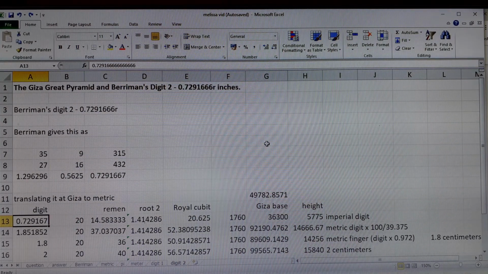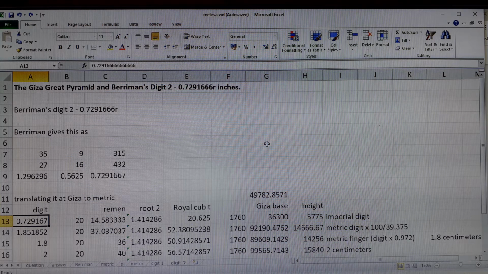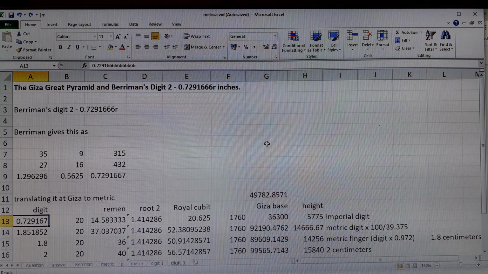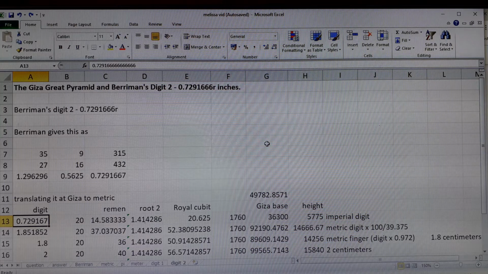Good morning. It's the 24th of the 9th, 2021, and today we're going to look at the second of Berriman's digits, and this one is 0.7291666 recurring imperial inches. And Berriman gives this as 35 over 27 multiplied by 9 over 16, which is 315 over 432.